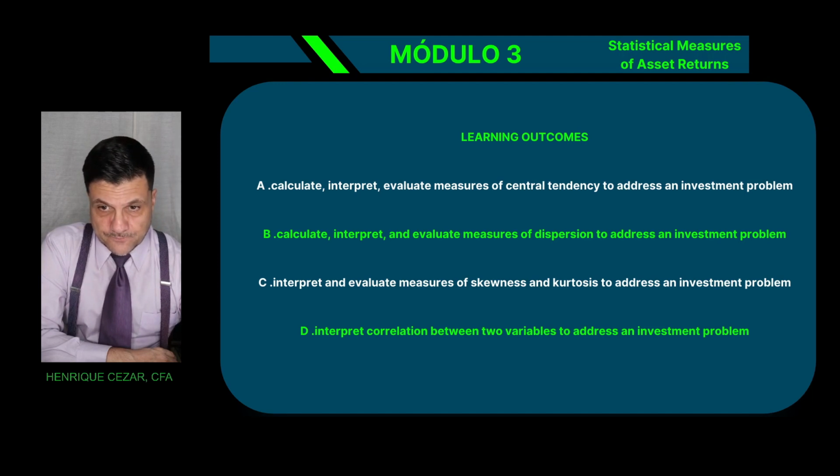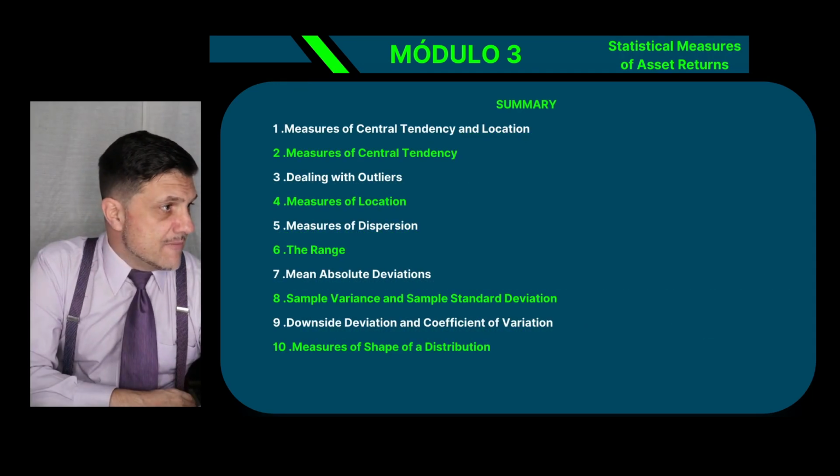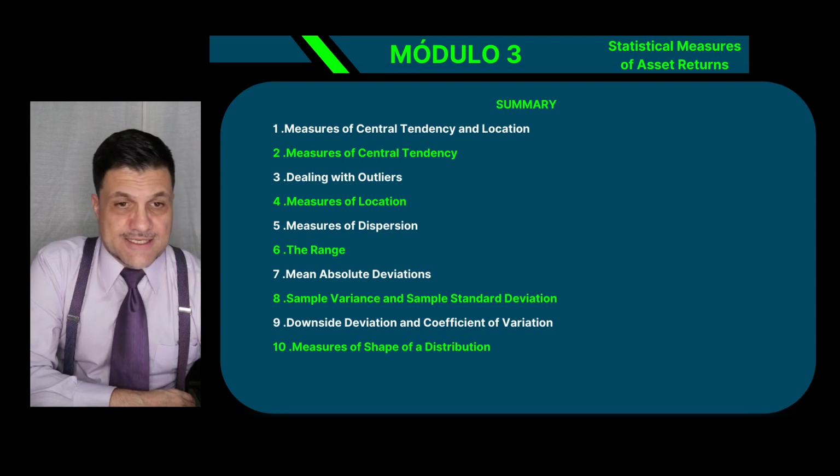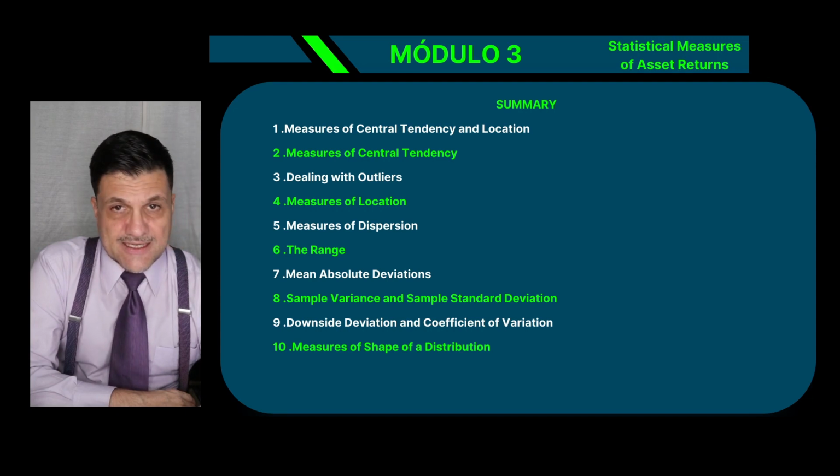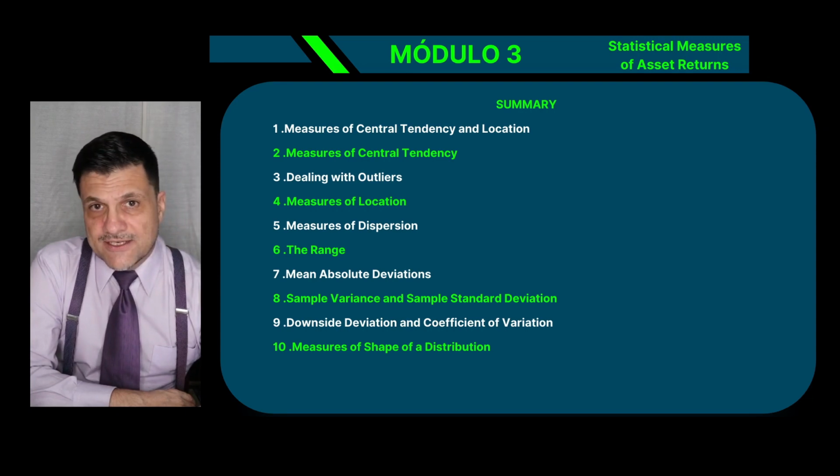All right. Let's see the key points here. We already talked about the measures of central tendency, outliers. Dealing with outliers is a little tricky. Outliers are the unexpected values, right? Super high, super low.